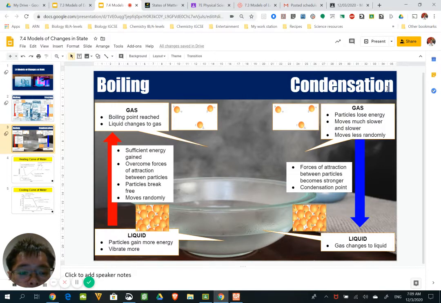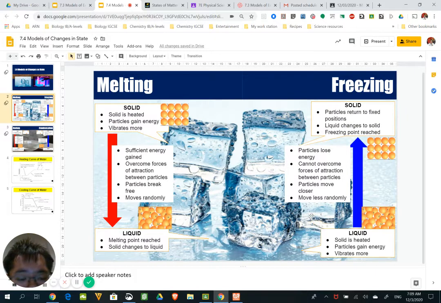All right, so therefore in this case for condensation, once the particles lose energy, of course it goes in the opposite direction. It moves much slower. The particles will come together, the forces will become stronger between the particles, and there will be a point where gases change into liquid, and that is the condensation point.